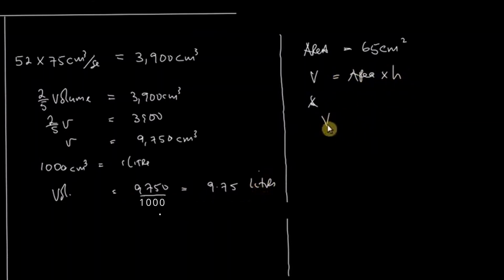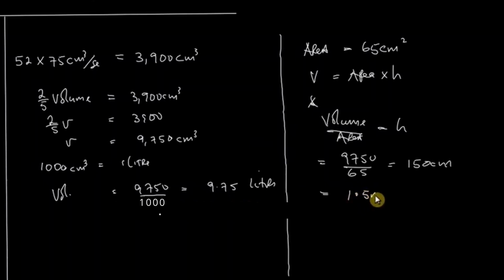Therefore, volume over area is equal to height, which is equal to 9750 over 65. And that is equal to 150 centimeters. So the overall height of my tank is 150 centimeters, which we can write as 1.5 meters. Recall that 100 centimeters is equal to 1 meter.